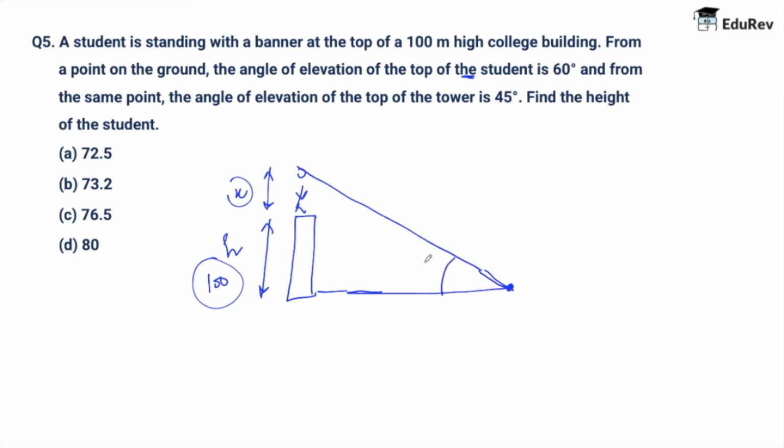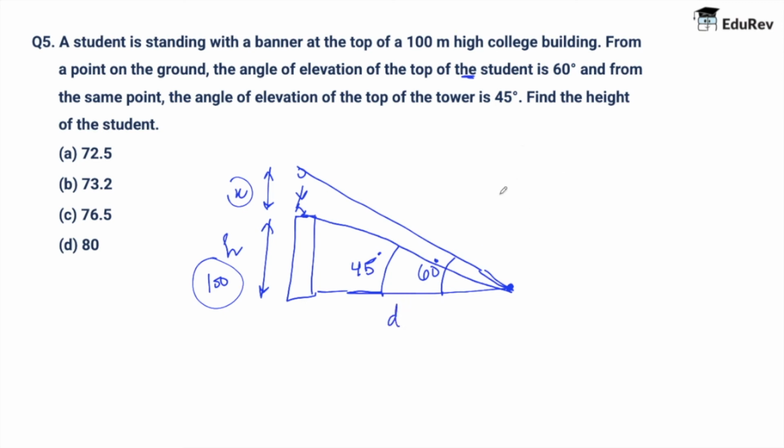That is, this angle has to be 60 degrees. And from the same point, the angle of elevation of the top of the tower is what? 45 degrees. So from this point to this point, this angle is going to be 45 degrees. We need to find the height of the student, that is, we need to find x. Now let's assume that the distance from the building to this point is d.